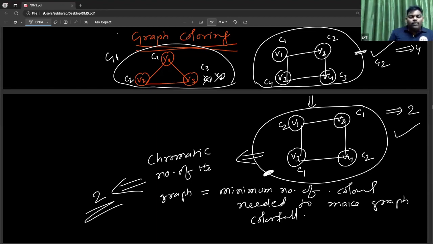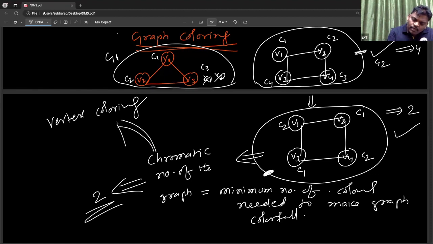Can you help me now? Are you giving color to vertices or edges? Vertices. This is also called vertex coloring. If you give coloring to edges, that is called edge coloring. Chromatic number means vertex coloring only, the minimum number of colors required to make the graph colorable. Chromatic number means vertex coloring. Don't worry about edge coloring.